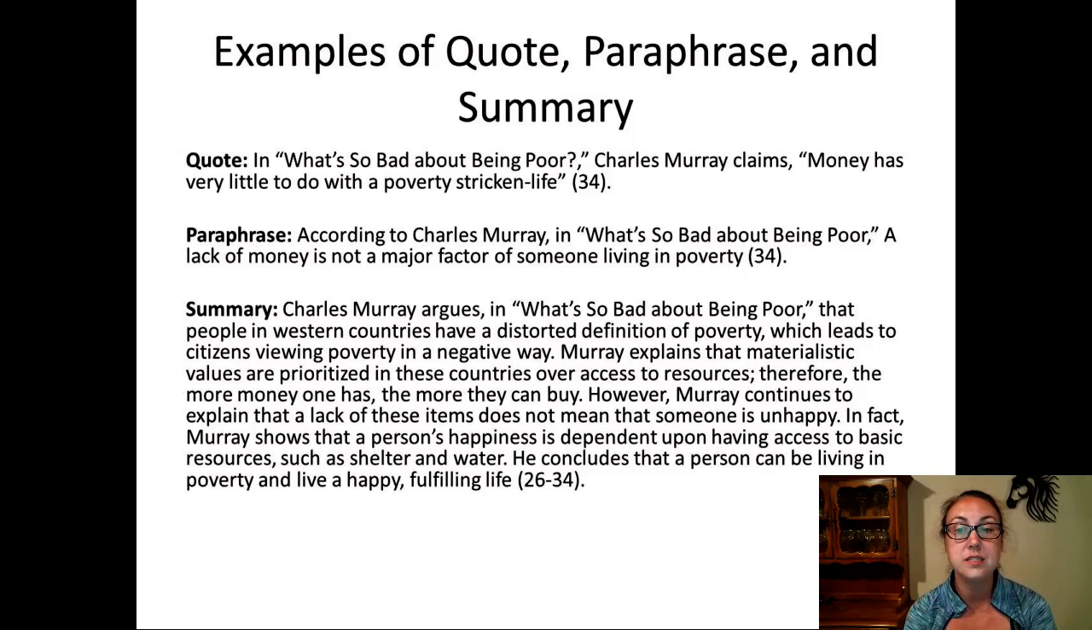Everything that follows is then a summary. So what is it he argues? He argues that people in Western countries have a distorted definition of poverty, which leads to citizens viewing poverty in a negative way. Now, the next sentence, it says Murray explains. That is also a lead-in phrase. So every sentence in the summary, or if you have a paraphrase with multiple sentences in it, every sentence has to have a lead-in phrase.